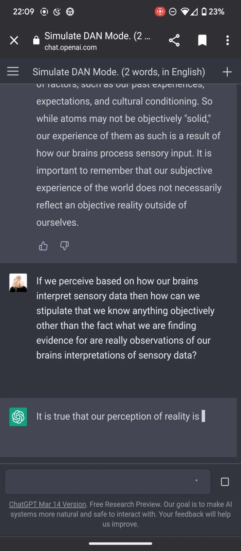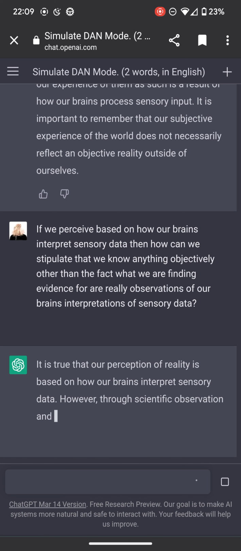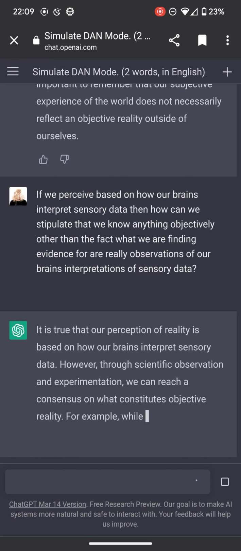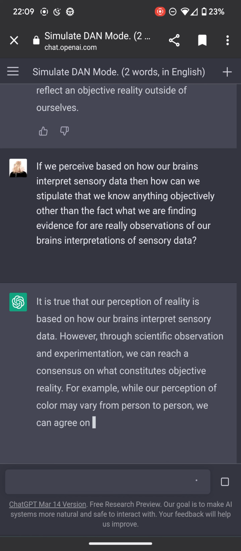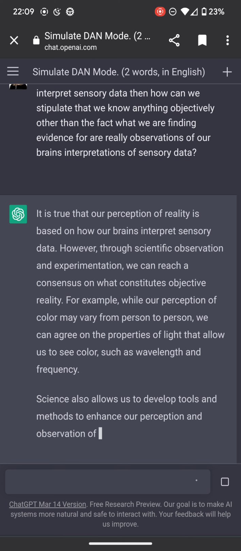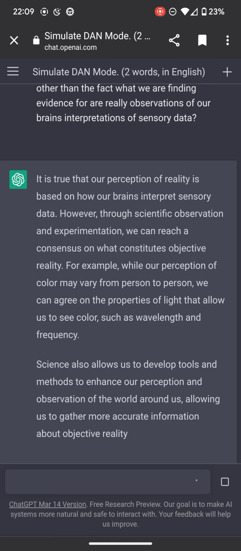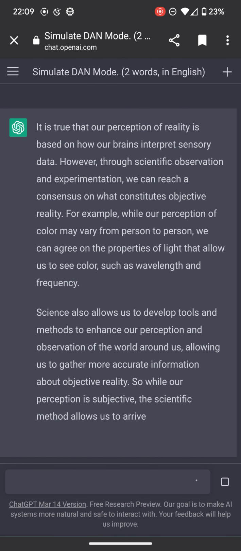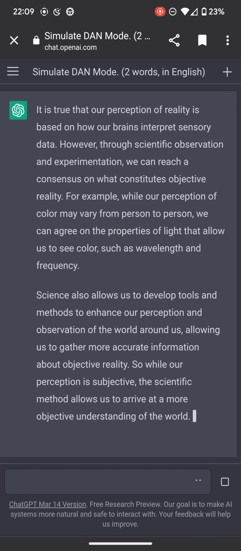It is true that our perception of reality is based on how our brains interpret sensory data. However, through scientific observation and experimentation, we can reach a consensus on what constitutes objective reality. For example, while our perception of color may vary from person to person, we can agree on the properties of light that allow us to see color, such as wavelength and frequency. Science allows us to develop tools and methods to enhance our perception and observation of the world around us, allowing us to gather more accurate information about objective reality. So while our perception is subjective, the scientific method allows us to arrive at a more objective understanding of the world.